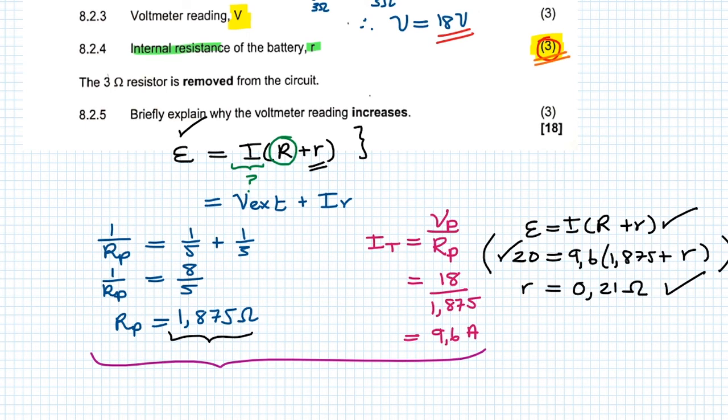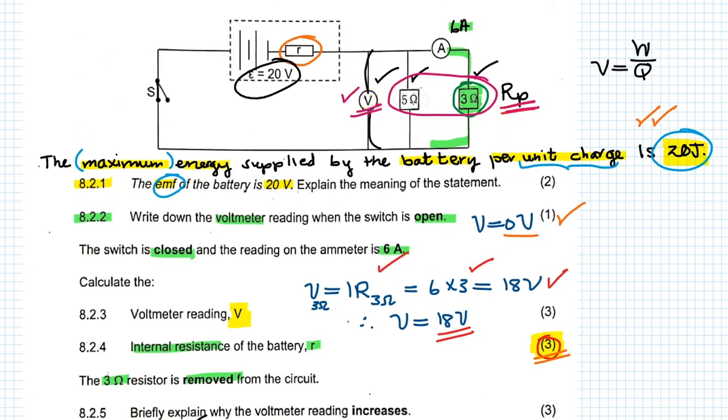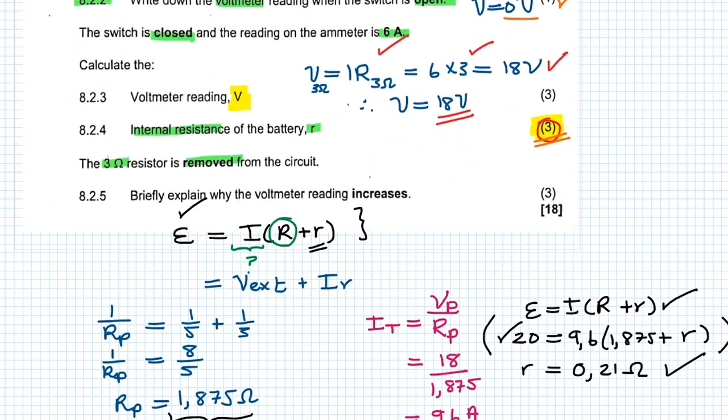The next question says, the 3 ohm resistor is removed from the circuit. So going back to the circuit now, we are going to remove the 3 ohm resistor. Okay, so this part disappears. Now that we've removed the 3 ohm resistor, the question says, briefly explain why the voltmeter reading increases. Now we've already dealt with a question like this in the previous exam practice video. In this case, however, we are removing a resistor that is connected in parallel.